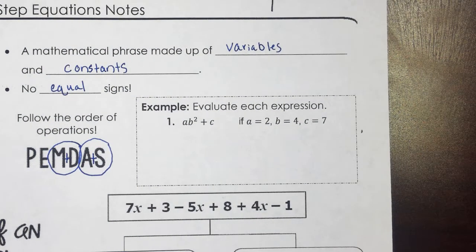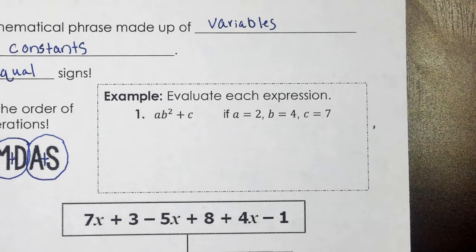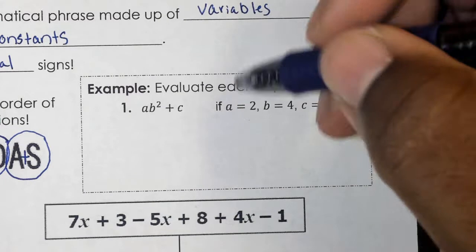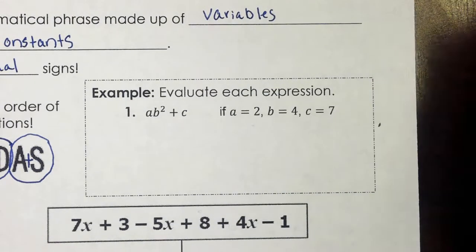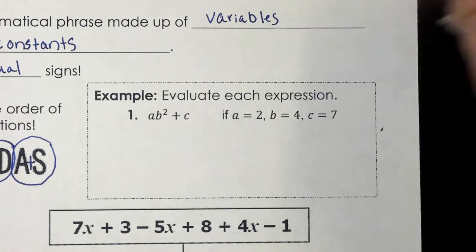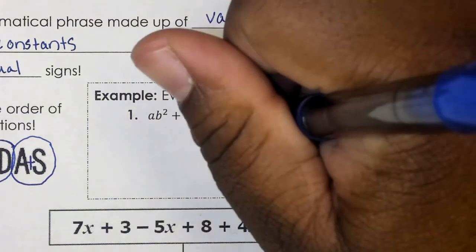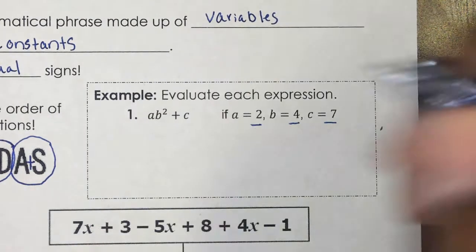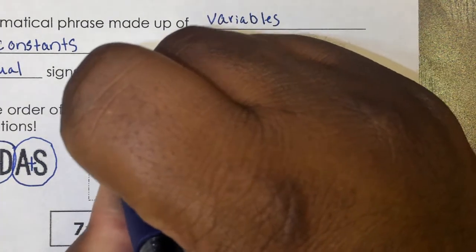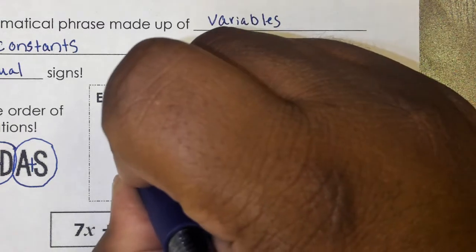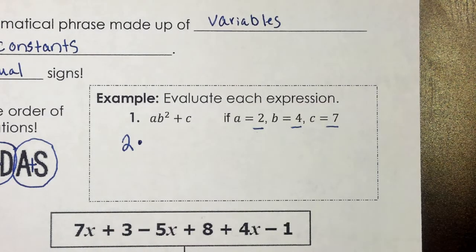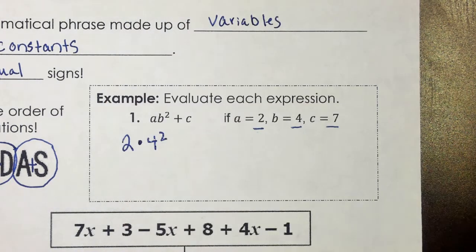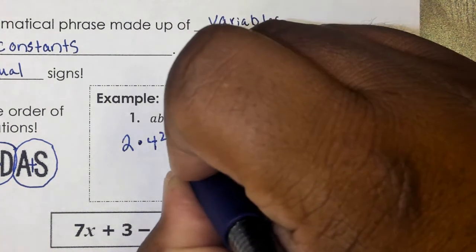So example 1 here, we need to evaluate a times b squared plus c. It says if a is equal to 2, b is equal to 4, c is equal to 7. Should be an easy one for y'all to do. All you're doing is plugging in these numbers for the variables and rewriting this expression. So this expression should look like 2, and AB is multiplication, so put a multiplication symbol there. 2 times b, which is 4, squared plus 7.